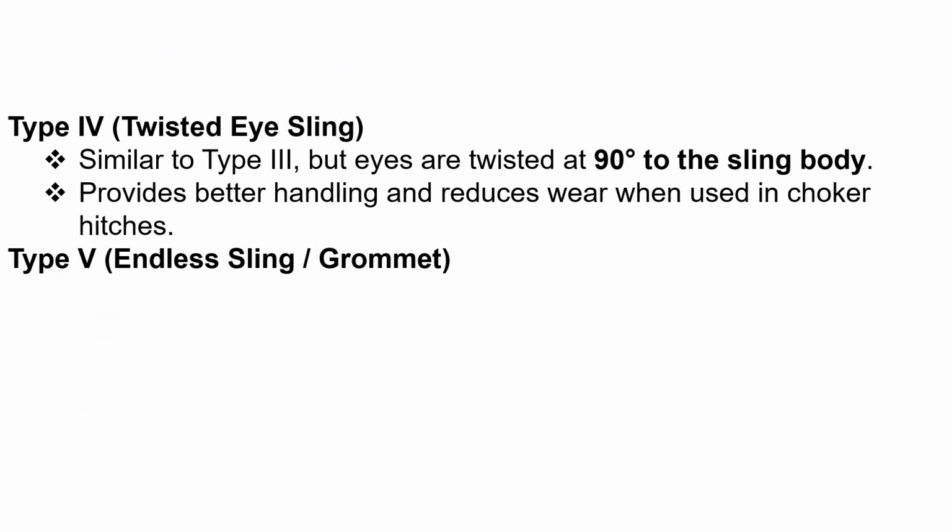Type 4: twisted eye sling, similar to type 3 but the eyes are twisted at 90 degrees to the sling body. This provides better handling and reduces wear when used in choker hitches. Friends, this type 4 is very important, most industries use this twisted eye web sling. We call it web sling, but the particular name is twisted eye web sling. We have to understand the name and memorize it.